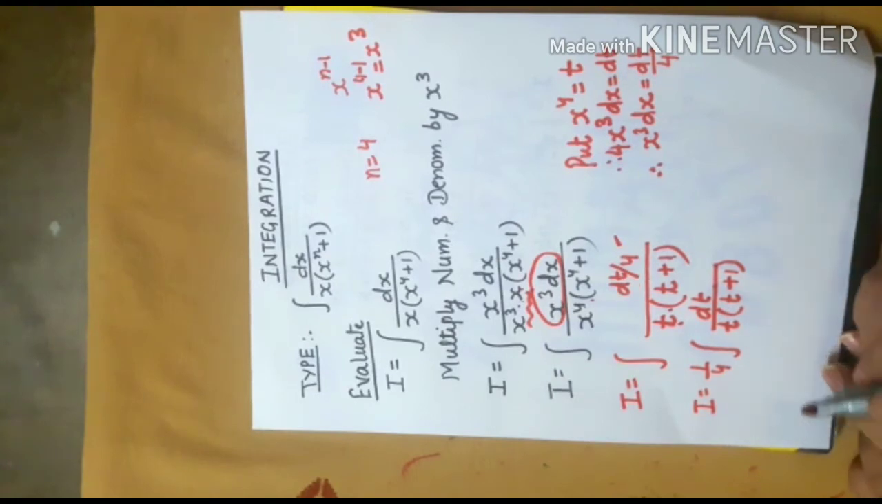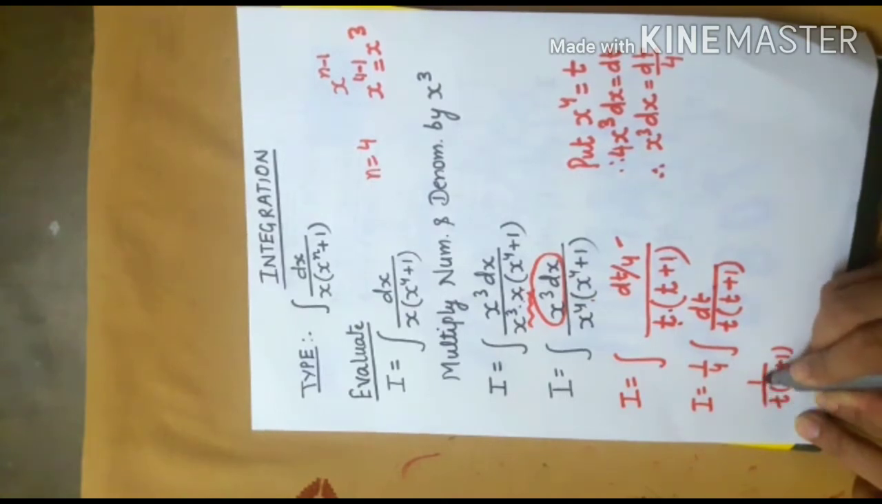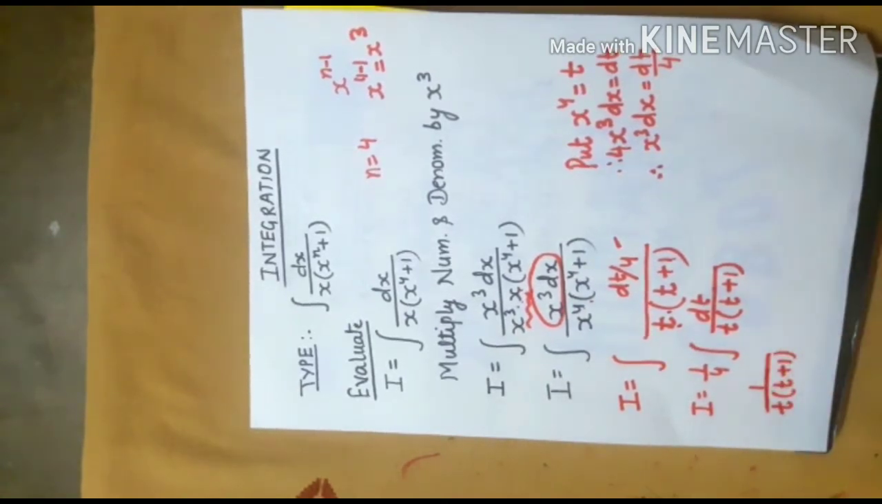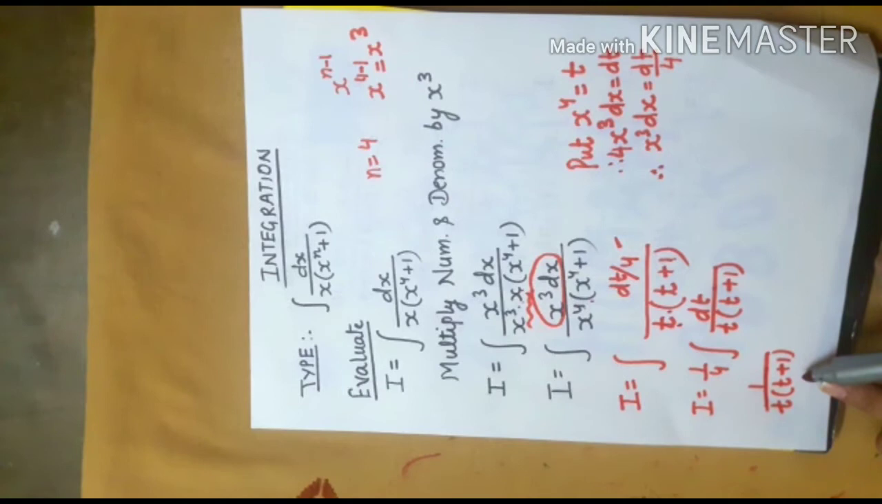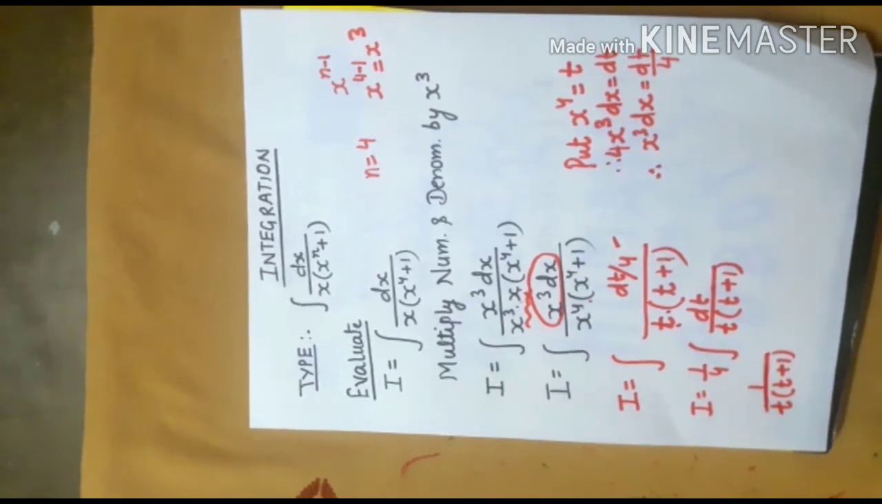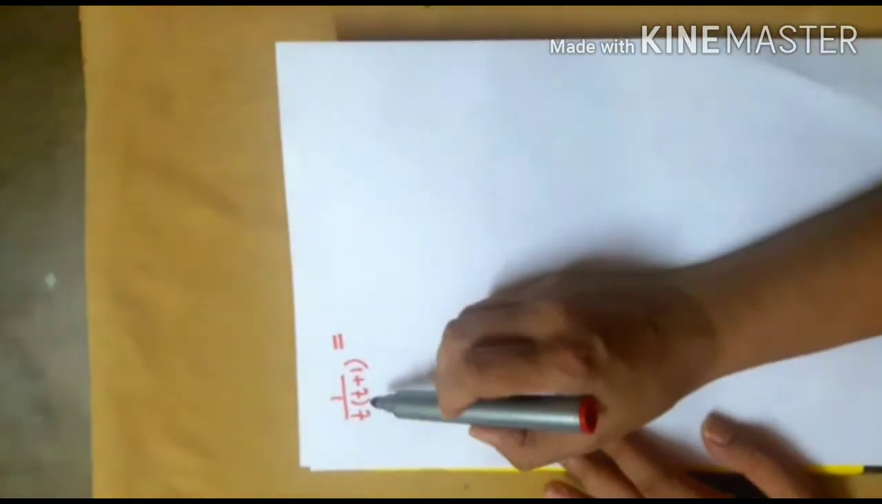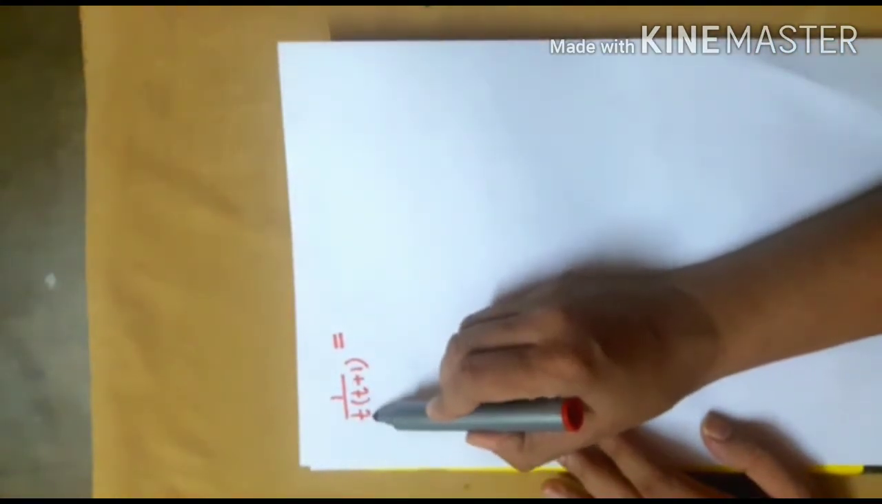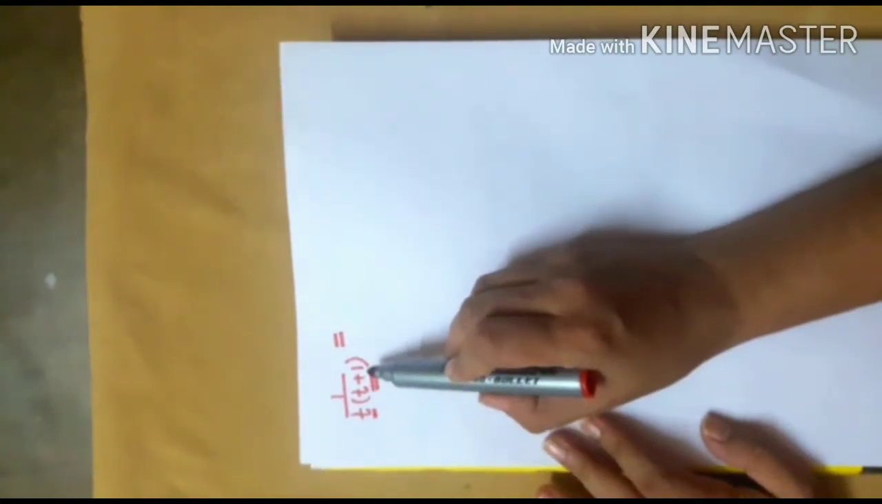Now here the integrand is 1 over t into t plus 1. This is the integrand, which is a rational function, so I'll be using partial fractions. Now the degree of numerator is strictly less than the degree of denominator, so it is a proper rational function. So now I will resolve this into its partial fractions. Look at the factors of the denominator. There are two factors, t and t plus 1. Both the factors are linear and non-repeating.